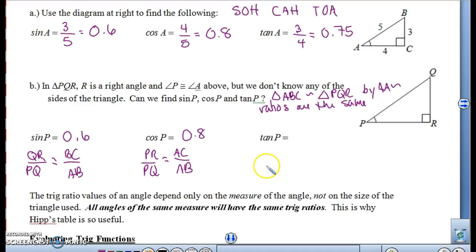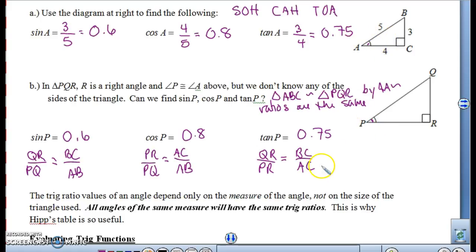Guess what tan P is going to be? Well, let's see. Tangent would be opposite over adjacent, QR over PR. So QR corresponds to BC, and PR corresponds to AC. So isn't that going to be 3/4? Yeah. So that's 0.75.